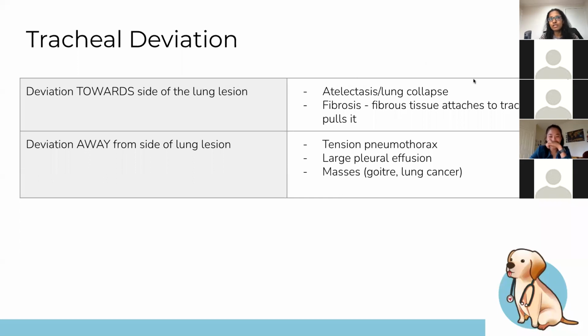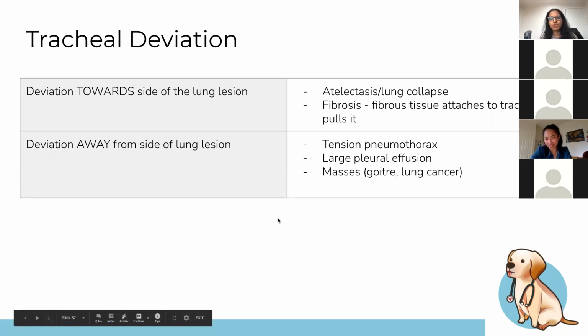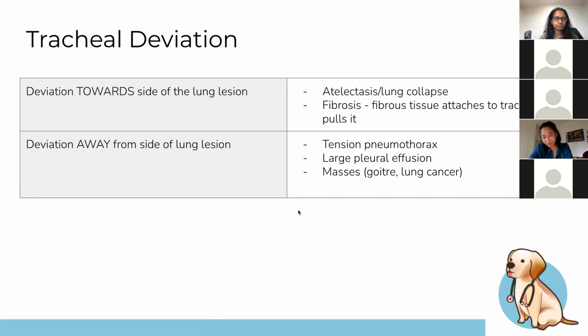However, if you have a lung collapse, your lung is just collapsed, and so the trachea is more likely to actually be pushed towards where you've got that issue. So you've got deviation towards the side of the lesion. So just based on where it is, you can basically figure out what kind of issues this patient might have. All right.